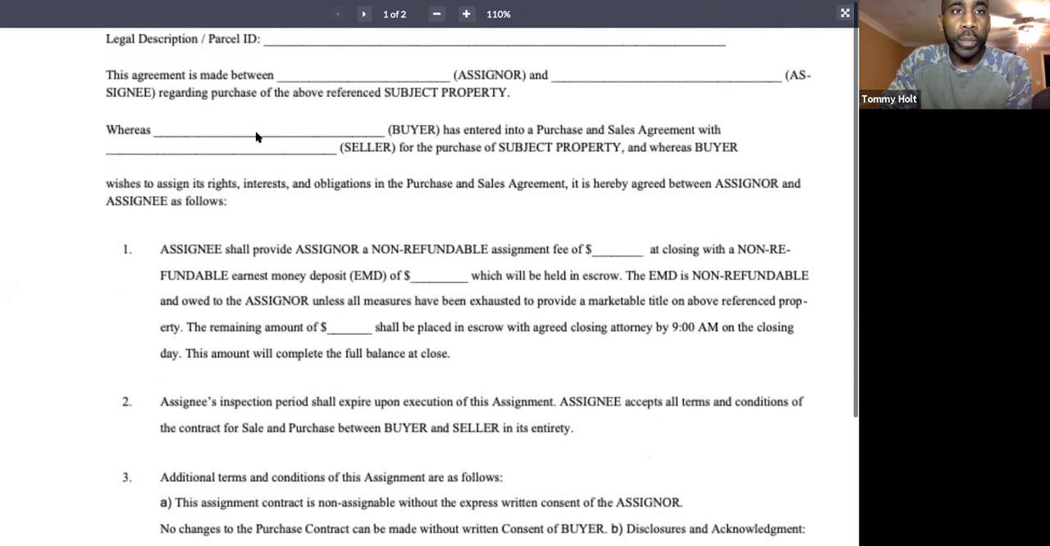Whereas, here's where it gets a little tricky. Whereas, let's just say, David, since you were the one who brought this up, whereas David Alson, hopefully I said your last name right, David Alson, the buyer, entered into a purchase and sales agreement with who? The person that is selling the property. This is the person that's on that first contract, all right? The owner of the house for the purchase of subject property. And whereas buyer, which is again you, David, wishes to assign its rights, interests, and obligations in the purchase and sale agreement, it is hereby agreed between the assignor, which is you, the buyer, right? And the assignee. So now it's switched over back to the end investor, okay?